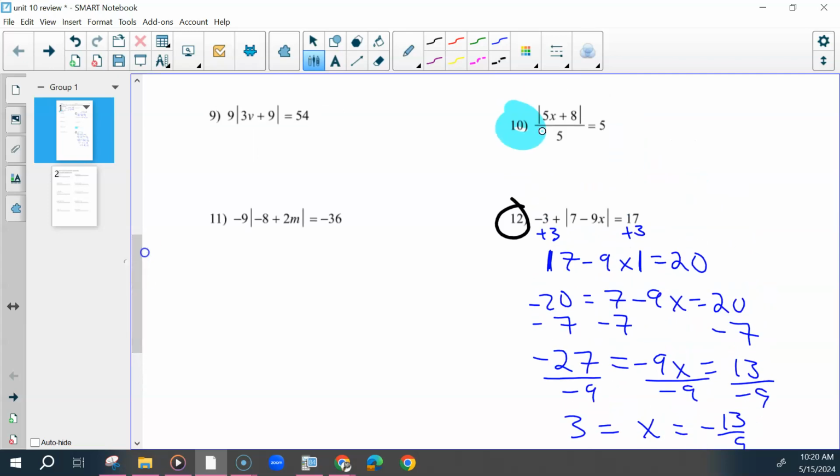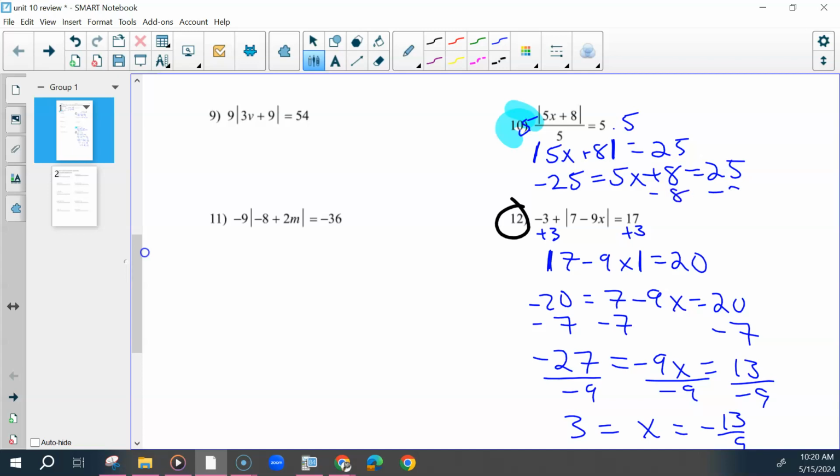For number 10, we have to isolate the absolute value by getting rid of the 5. How do we do that? Multiply both sides by 5. So in the absolute value, keep this 5x plus 8. After you've isolated it, then you can drop it, set it equal to the positive and negative. And then to solve, get rid of 8 first.